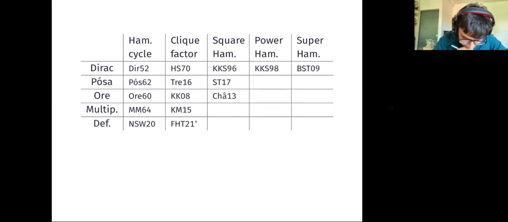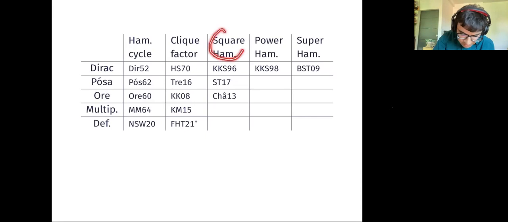So this Ore theorem for clique factors is a result by Kostochka and Kierstead. The multipartite result for clique factors is a result by Keevash and Mycroft. The deficiency result for clique factors is by Freschi, Hyde, Treglown. This is a recent one from this year. But for squares, powers of Hamilton cycles, and these other bandwidth conditions, actually not much is known.